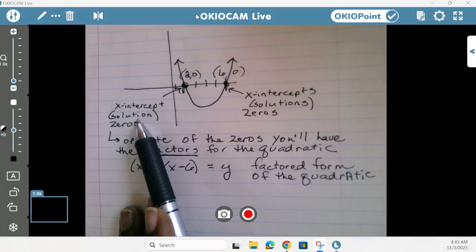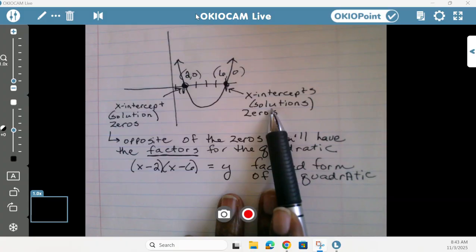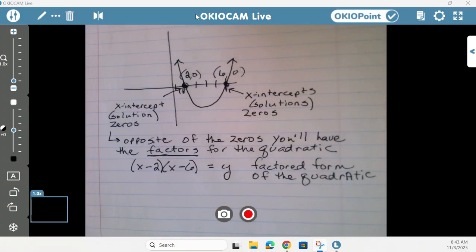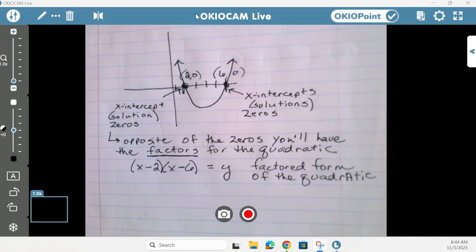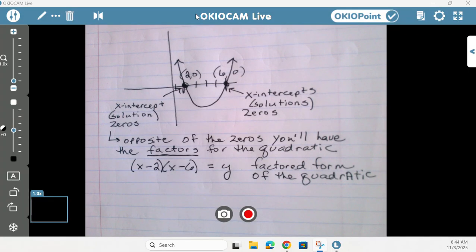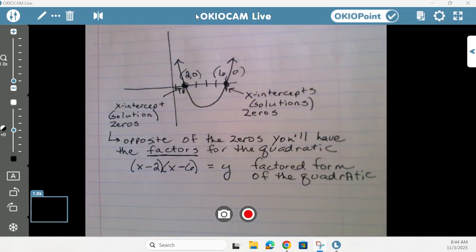These are the x-intercepts, which are the solutions, which are the zeros. The opposite of the zeros, you'll find the factors for the quadratic. So if your zero is at 2, your factor is x minus 2. If your zero is at 6, your factor is x minus 6. These create the factors for the quadratic. When you write them in the parentheses, you have the factored form for the quadratic function that is represented.